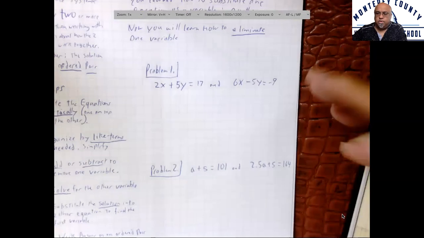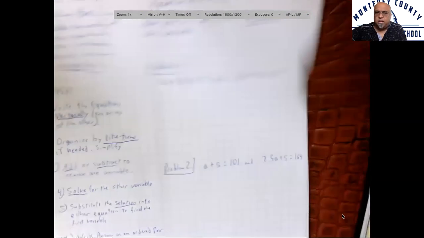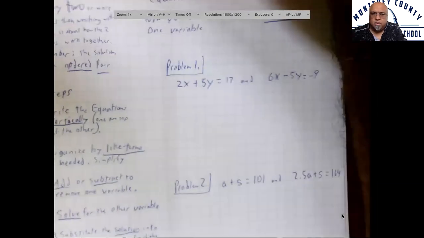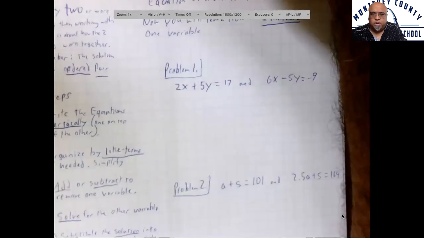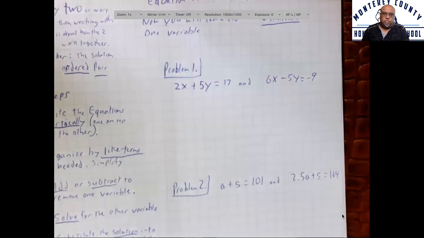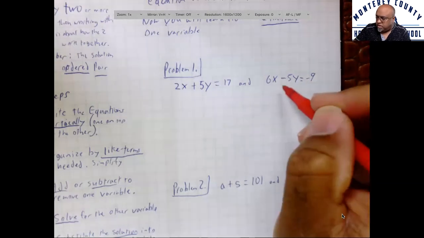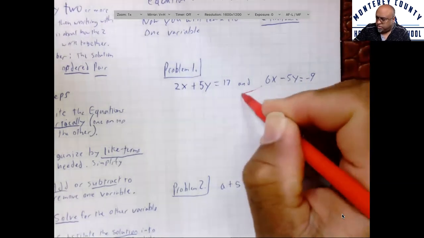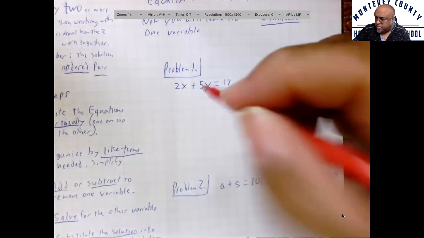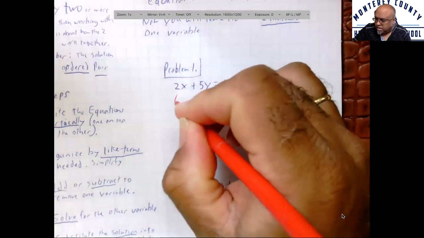Now, let's do problem 1 here, because problem 1 will explain these steps in a lot more detail. It'll be easier for you to understand the steps if you actually see what I'm talking about. So the first thing I'm going to do is take this problem and write it below that problem. Or in other words, I'm going to write them vertically.